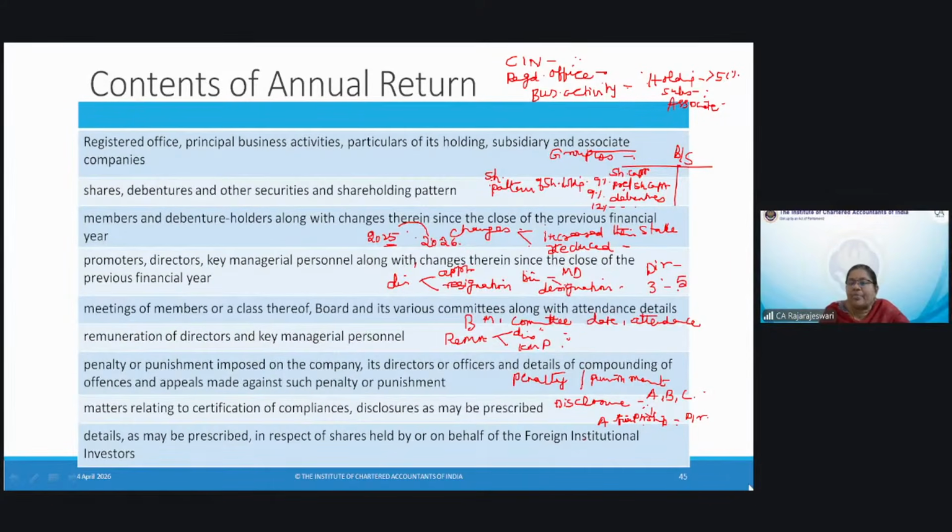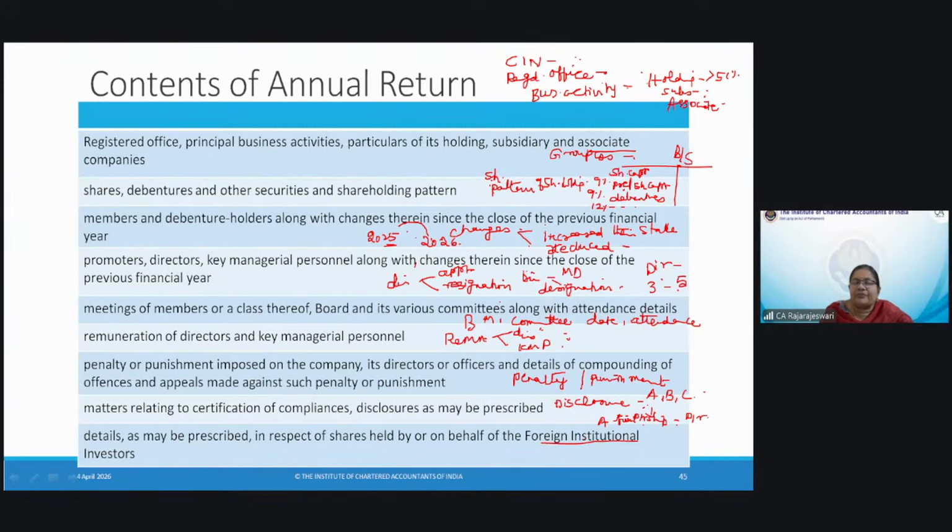That is done. Then the shares held by or on behalf of the foreign institutional investors, that is also disclosed in the annual return.